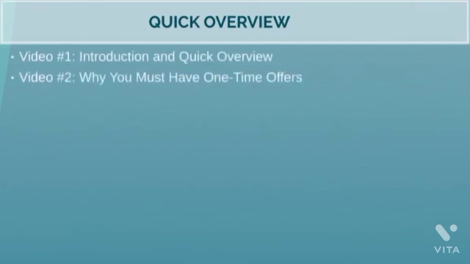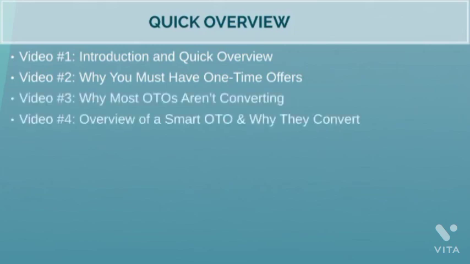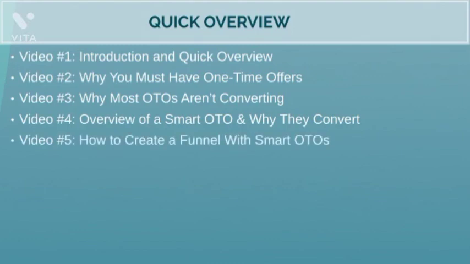So now that we have covered that, let's talk about the video course itself and give you a quick overview of the course. So video number 1 is, of course, this particular video. Video number 2 is why you must have one-time offers, which will be a basic video, but will set the tone for everything else. Video number 3 will be why most one-time offers aren't converting. Video number 4 will be an overview of the smart one-time offer and why they convert, so you have a better idea about how they convert and the fundamentals basically. And then of course video number 5, we're going to dive into actually practical application. We'll take what you learned in the previous video and then apply that in video number 5.